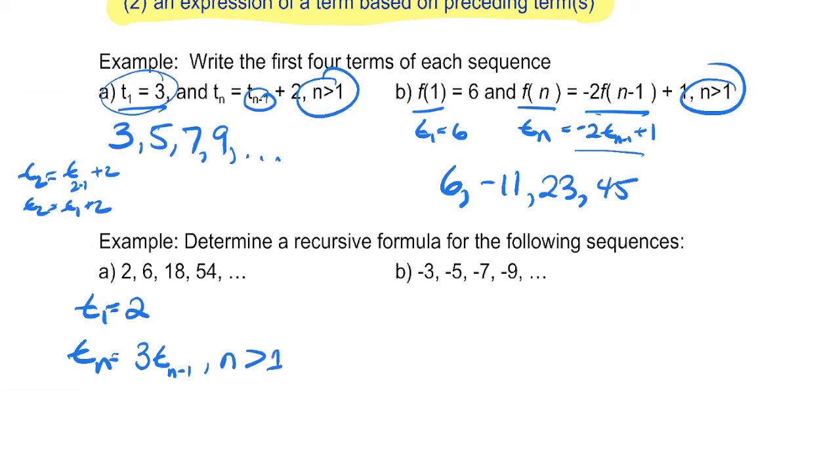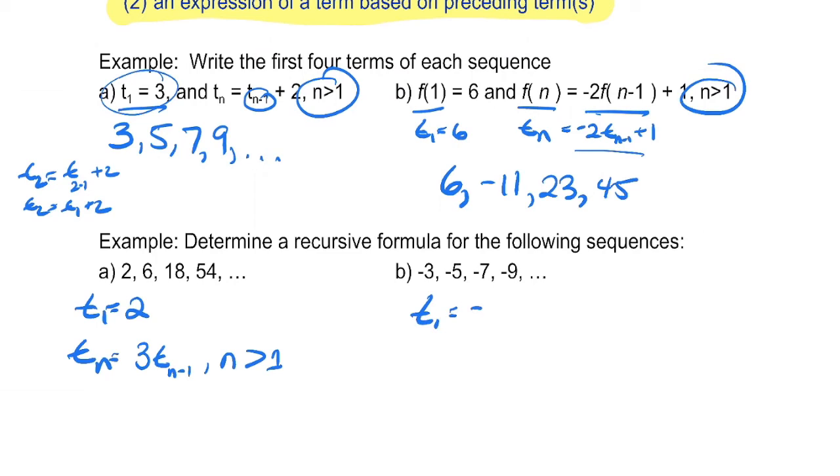The next sequence, what might be the relationship or the pattern here? Here we see the numbers are going down by 2 every single time. So really we're taking the previous number and subtracting 2 from it to get our current number. So again, we need to express the initial condition.